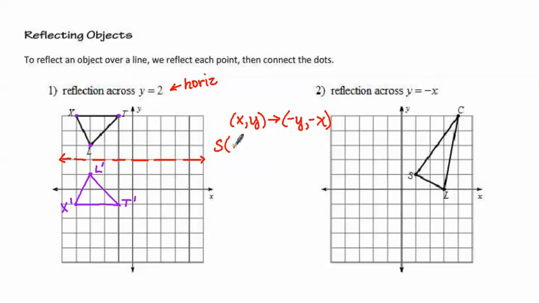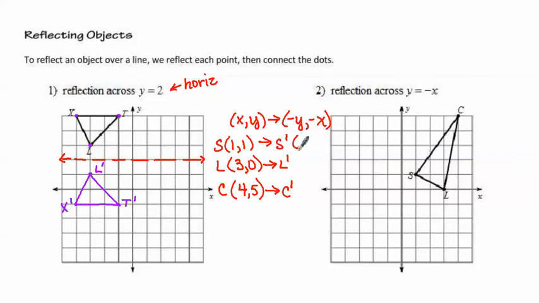Alright, so S is the point 1, 1. L is at 3, 0. And C is at, let's see, 1, 2, 3, 4, 5, so 4, 5. Okay, so for each one of these, to create S prime, L prime, and C prime, I want to switch the values of x and y, switch their positions, and switch their signs.